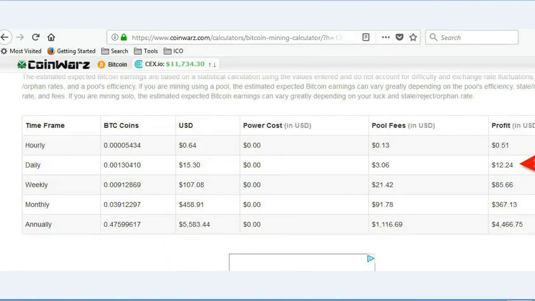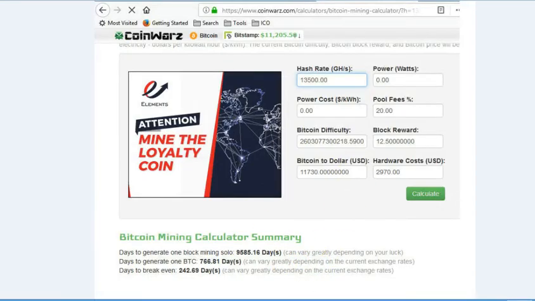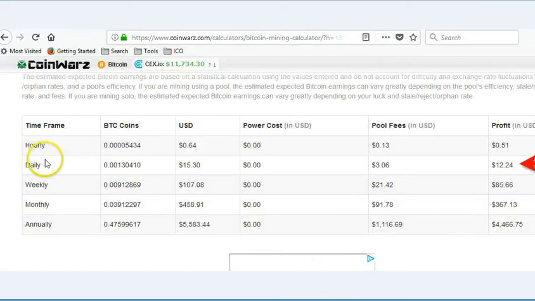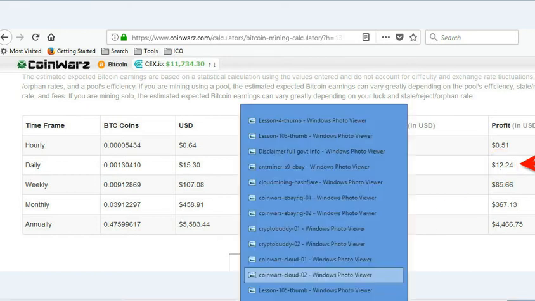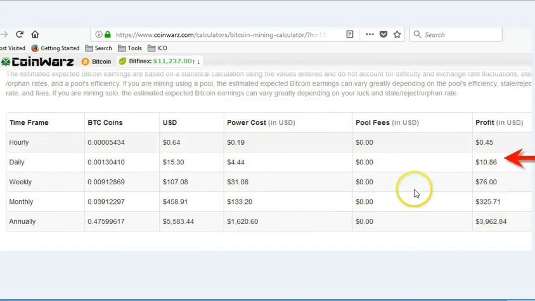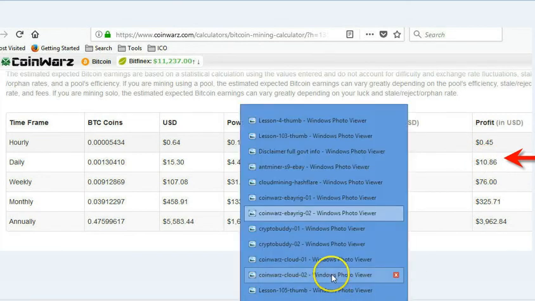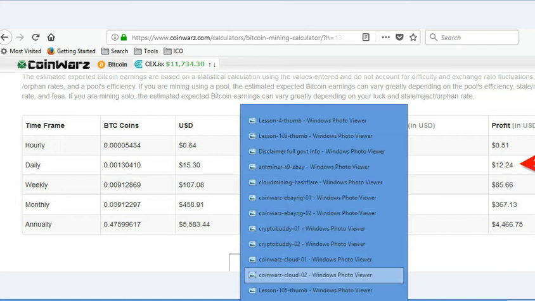And if you scroll down to the bottom here, you will see a table that shows you the hourly, daily, weekly, monthly, even annual return or profit. This particular cloud mining contract with 13.5 terahash will give you a profit of $12.24 per day. That's already with the pool fees deducted from your gross daily profit. There's no power cost. You take pool fees, and you net $12.24, compared to the other one, which is $10.86. So you're better off by almost $2.